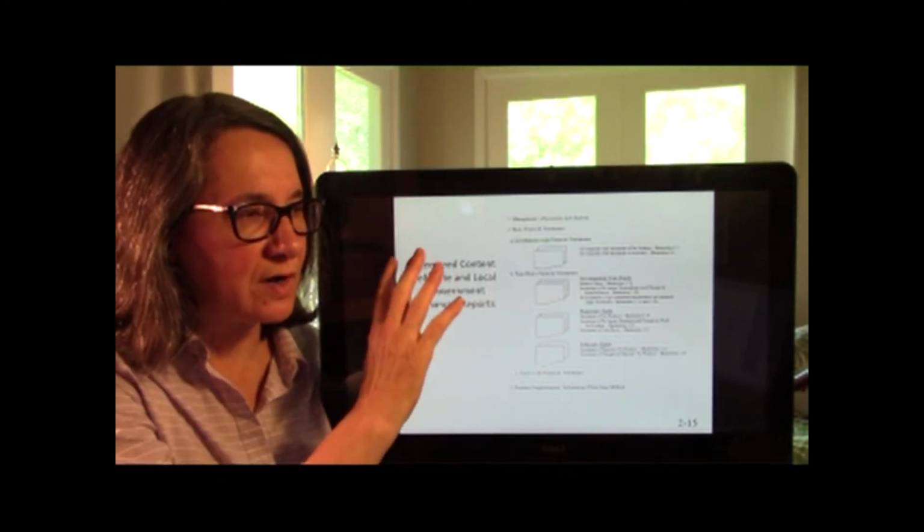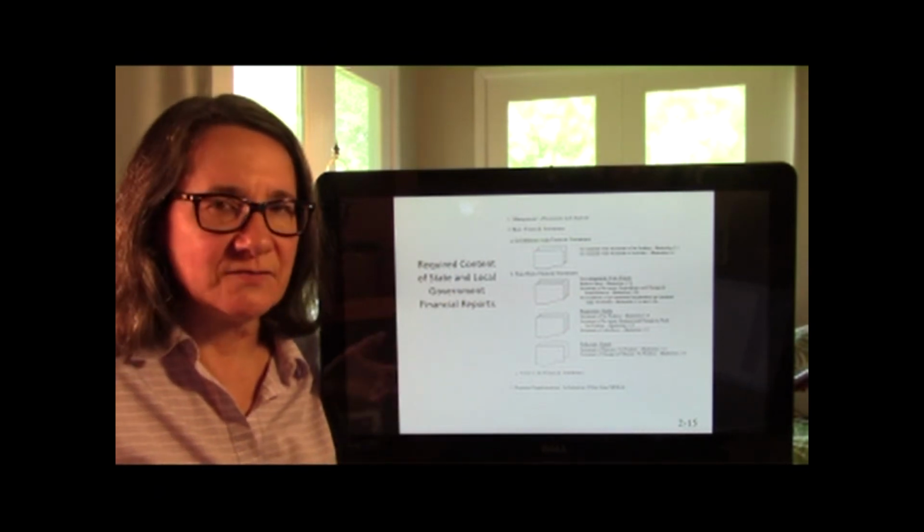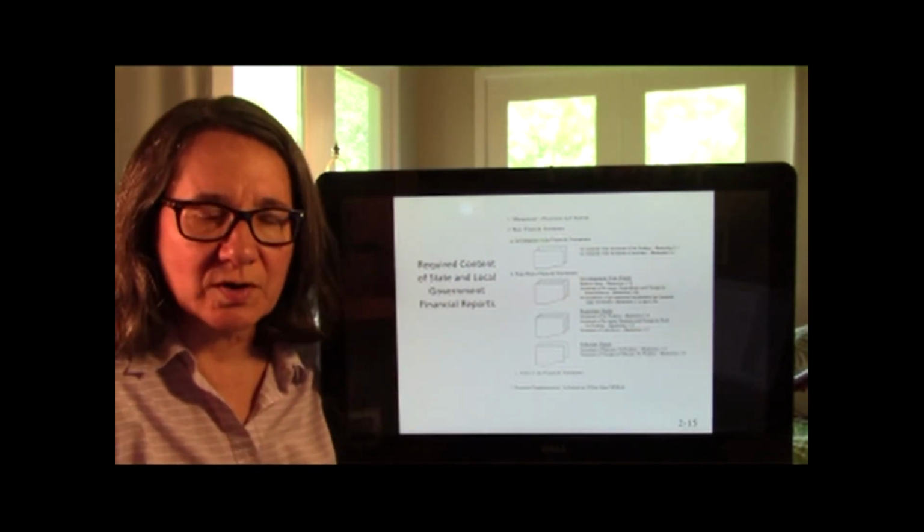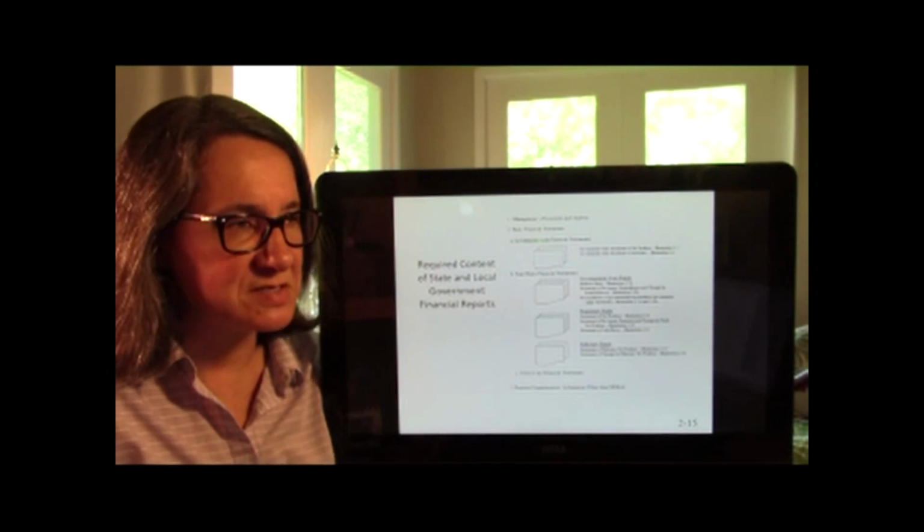So for state and local governments, if you were to go pull an annual report, which hopefully you've got one in front of you, you'd see it has certain components.